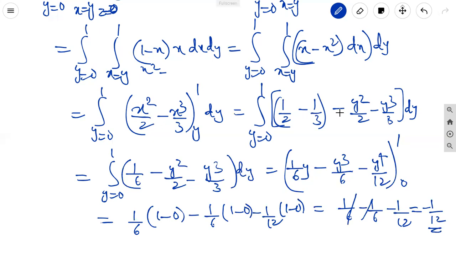Upper limit, this is lower limit. Minus into minus is plus. Here minus into minus is plus, plus. Here plus, here plus. Upper limit minus lower limit. Now simplify it. We are getting plus 1 by 2. This is the answer.